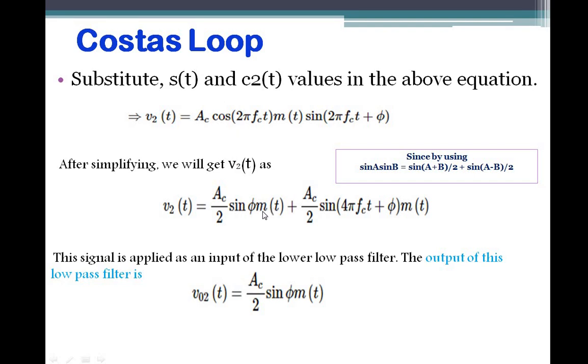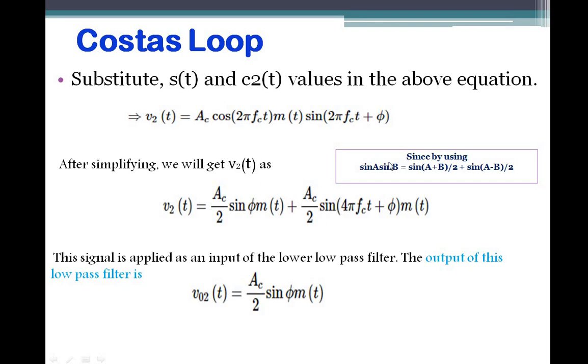How will you get this m of t? First you have to do the equation. This sin(A plus B)/2. What is A plus B? 2 pi fct plus 2 pi fct plus pi. So it is 4 pi fct, and 2 pi fct minus 2 pi fct, that is sin pi of m of t. Why am I writing it like this? Because you have to get the message signal initially, the scaled version, a similar version of your message signal.